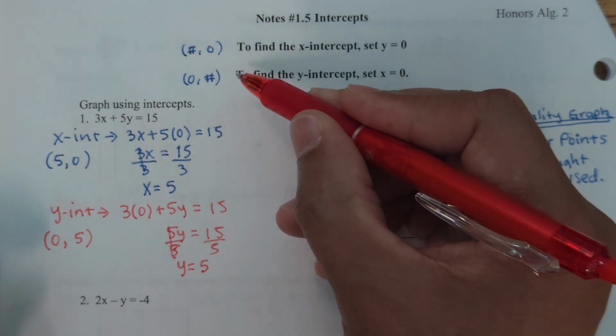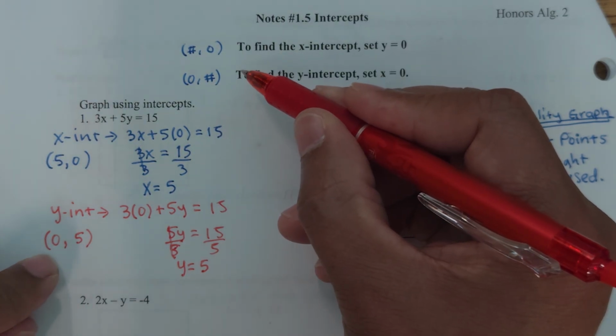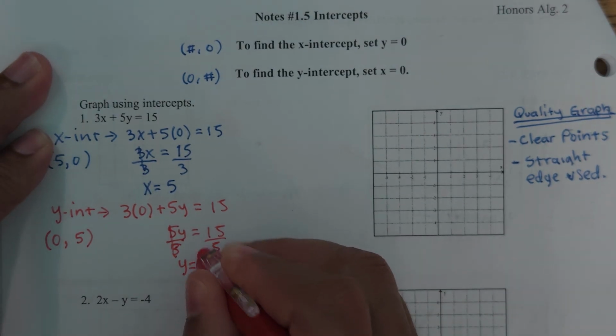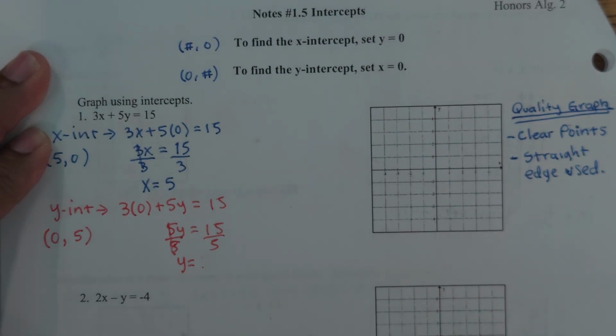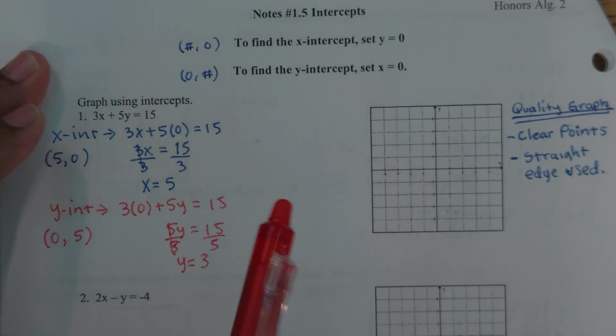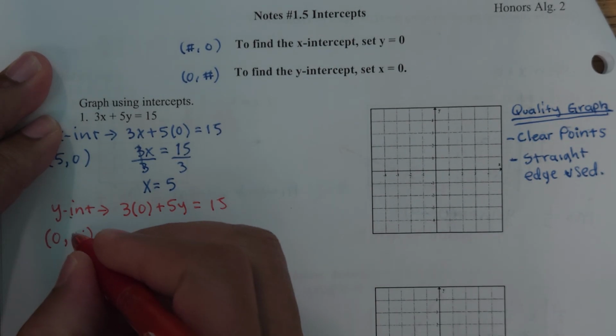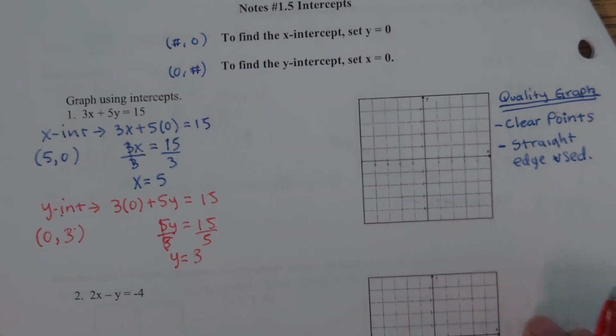Okay, so now with these two, we can find... I made a mistake here, didn't I? 15 divided by 5 is not 5, it's 3. I'm sorry about this. I hope you forgive me for that mistake. So then this should be 3. I'm glad I caught it before I plotted the point.